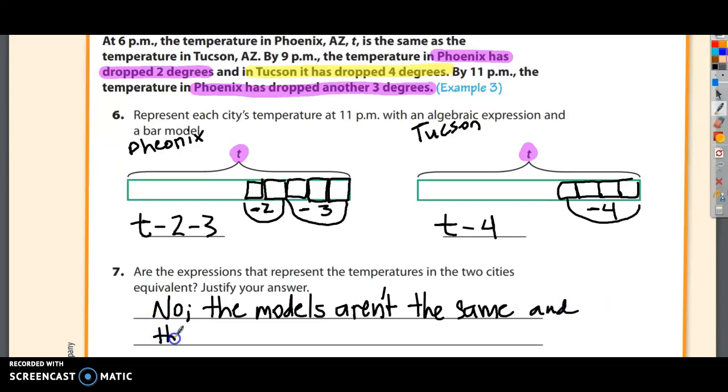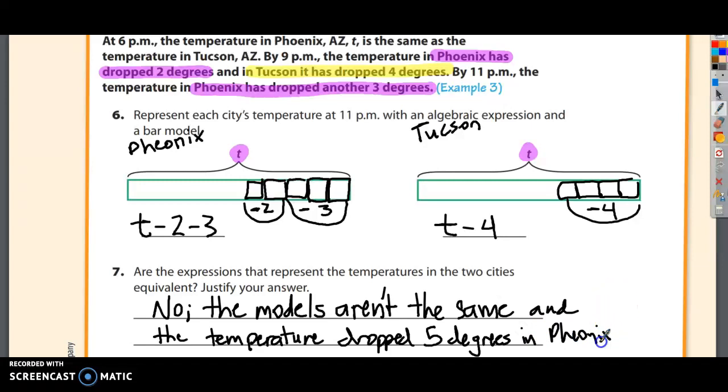But we could also say the temperature dropped more in Phoenix. And that's true. The temperature dropped 5 degrees in Phoenix. I'm going to write that. The temperature dropped 5 degrees in Phoenix and 4 degrees in Tucson. And I'm kind of out of room, so I'm going to write in parentheses 4 degrees in Tucson. Talk about using all my space. I know that's a little bit messy, but let's just review.